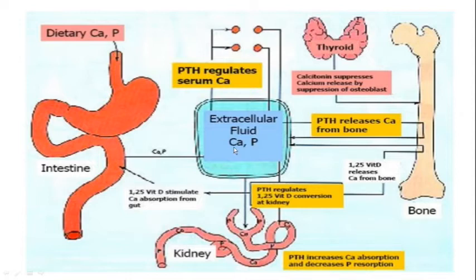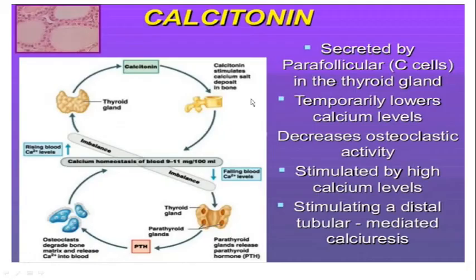And this is how it is regulated through the extracellular fluid, the calcium in the plasma level. Any decrease in calcium level will stimulate the parathyroid gland, and it will help release calcium from the bone. It regulates 1,25 vitamin D conversion at the kidney level, and that will lead to more absorption of calcium from the GIT.